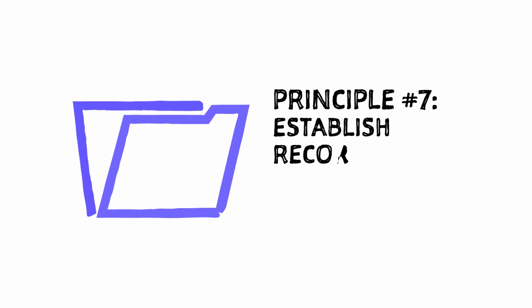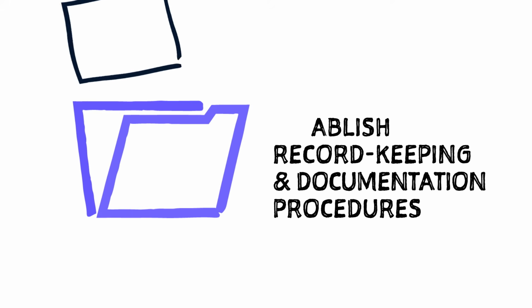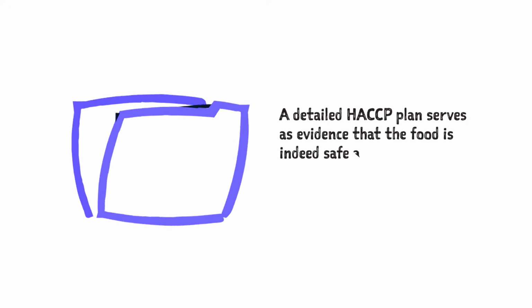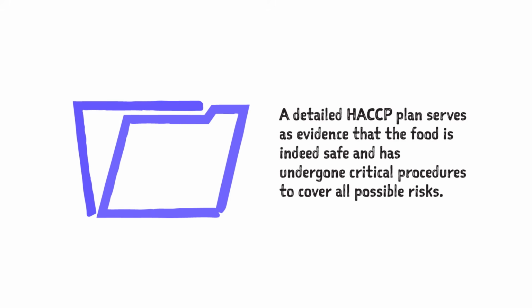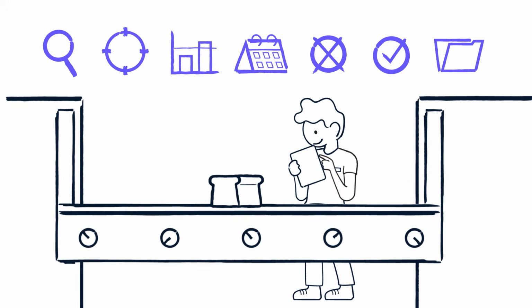Principle number 7. Establish record-keeping and documentation procedures. A detailed HACCP plan serves as evidence that the food is indeed safe and has undergone critical procedures to cover all possible risks. Using digital checklists can be very useful to materialize and execute your HACCP plan.